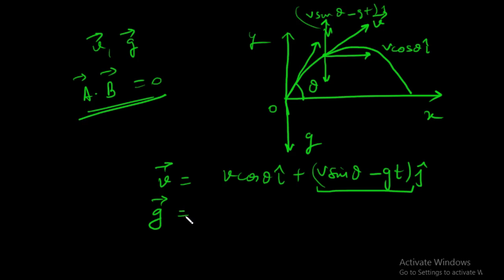And what would be the g vector? g would be minus g j. If I assume this as positive i and the upward direction as positive j, this would be the negative j. Okay, so now I take the dot product of two vectors, v dot g.